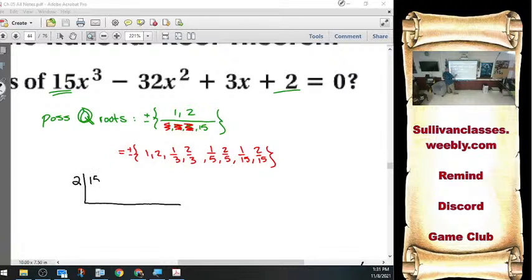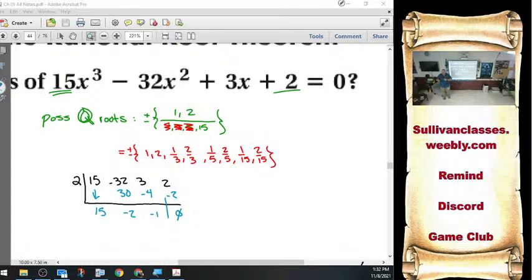And there's 15, negative 32, 3, 2. And say 2 by 15 is 30, add it in. 2 by negative 2 is negative 4, add it in. 2 by negative 1 is negative 2, and dude, I got it! I'm so good at this. Lucky guess, Mr. Sullivan. You're crazy.